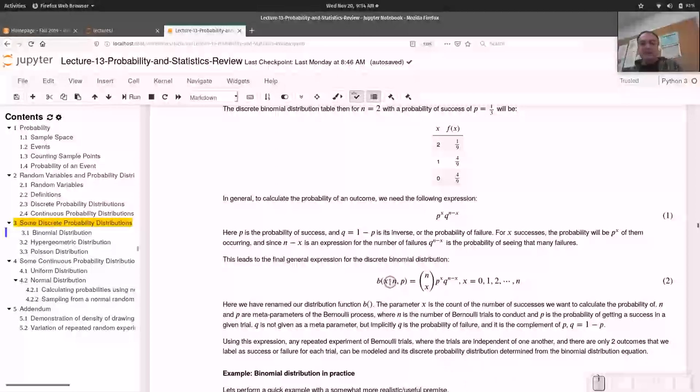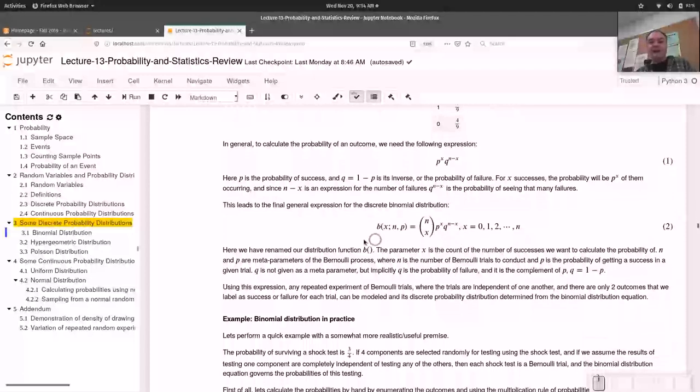And you notice it's a little bit subtle, but in the notation there's a semicolon here. That separates X from N and P. N and P are more like metaparameters in this case. So for one binomial distribution, N and P are going to be fixed: the number of trials that we want to run and the probability of success. But then we want to come up with the probability of getting zero successes, and that's what X is, or the probability of getting one success or two successes or whatever. Then you can plug in and calculate that.